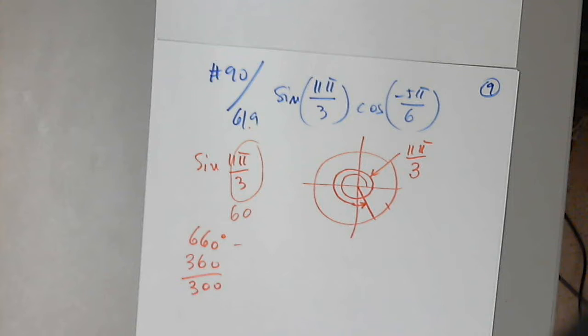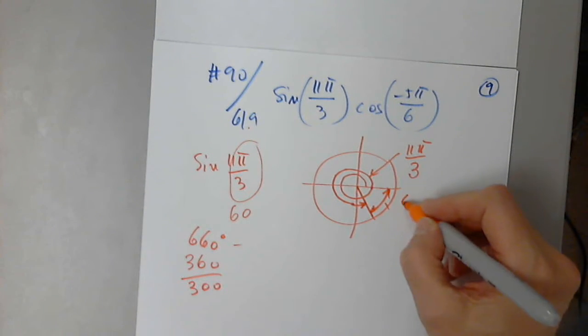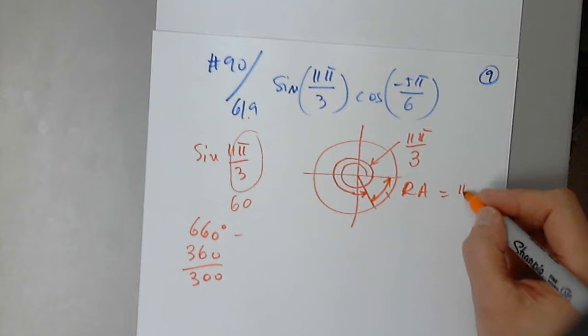It doesn't matter how many times it goes around the unit circle. It's not going to change the actual sign. What type of number will sine be? Since the terminal side is in the fourth quadrant, sine must be negative, because sine is negative and cosine is positive there. Perfect. So now I have to identify the reference angle. The reference angle is pi divided by 3.